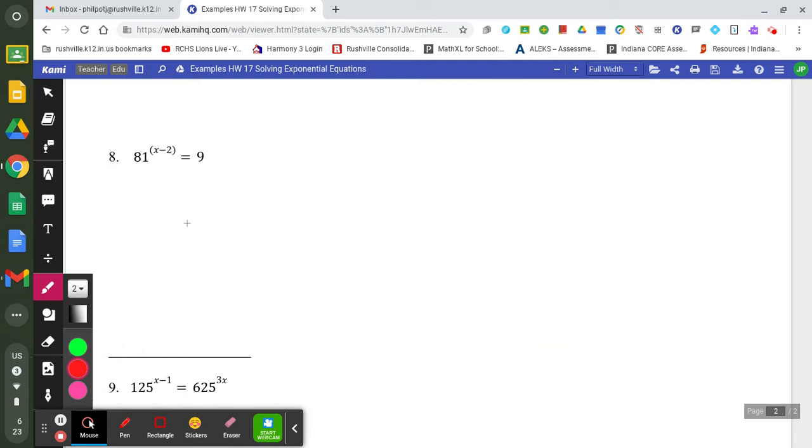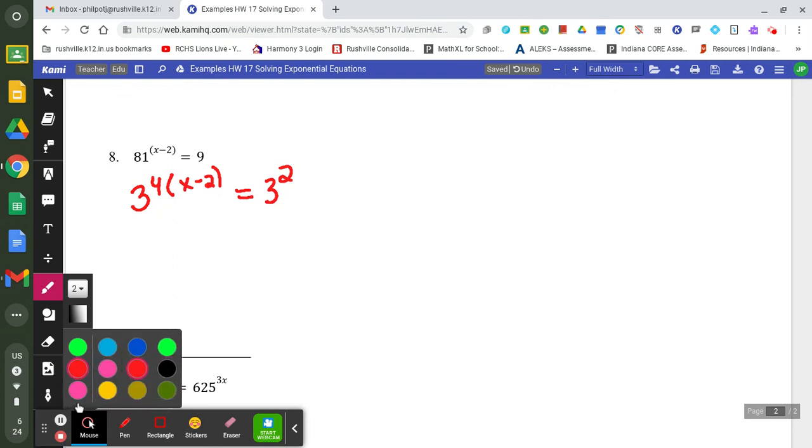Number 8 is the first one where I have two bases that I'm not just going to change one of the bases to the other base. So in other words, 81 can be written as base 3 to the 4th power, and then I have my x minus 2. And 9 can be written as base 3 to the 2nd power. So I had to change both of the bases.